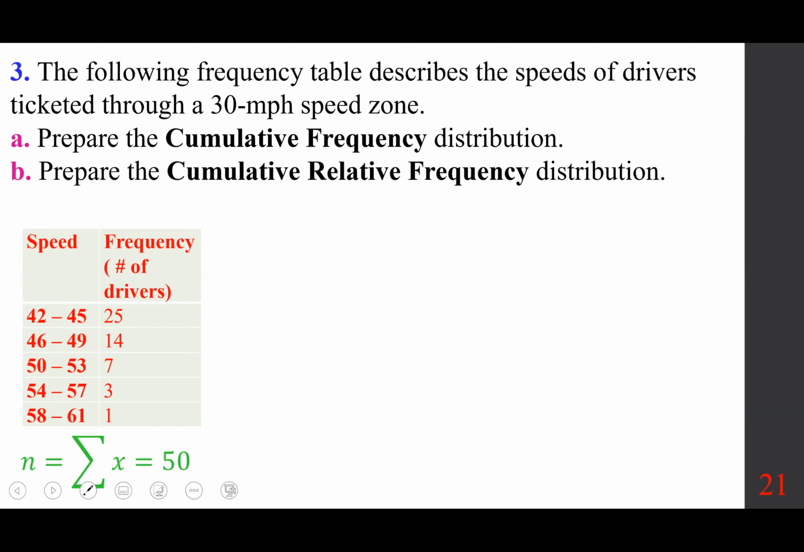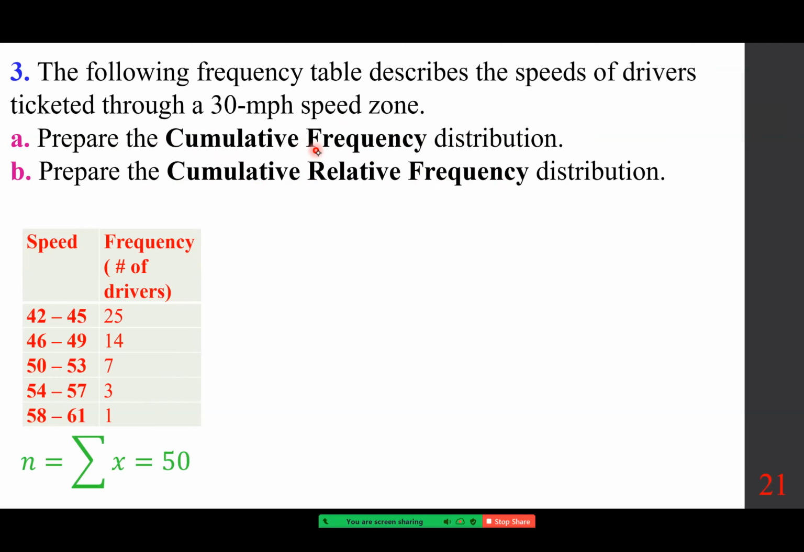All right, the following frequency table describes the speed of drivers. We are looking at the same thing through a 30 mile per hour speed zone. We want to come up with the cumulative frequency distribution and cumulative relative frequency. The most important thing is to understand this one and what it means. As long as we have that, we are in good shape. So what is given is the basic frequency distribution table that everybody is familiar with. So what we do, we want to go from this one to a cumulative frequency. As the name indicates, cumulative is cumulative, we add up from the beginning.